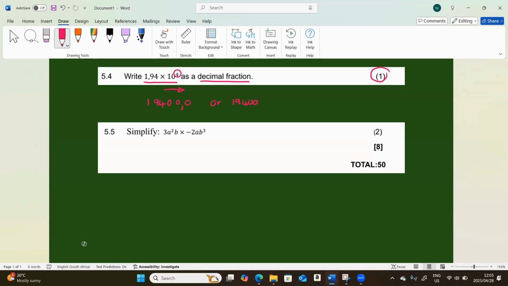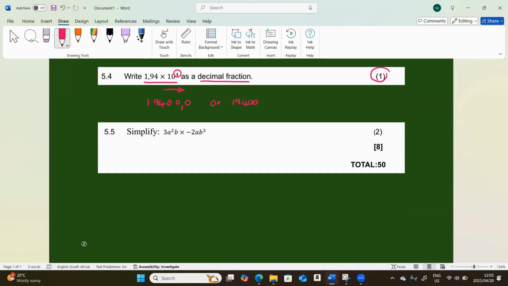Then we get to 5.5. Now, this is very important because we apply these principles up until grade 12, not the same calculation, but the principles that we use here, the laws of exponents, are very important up until grade 12.